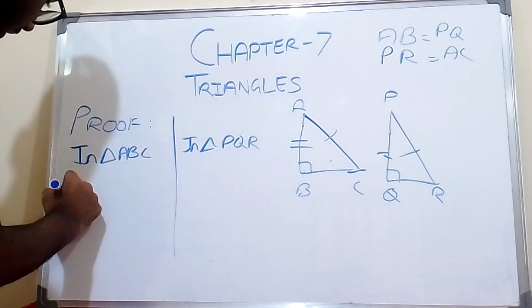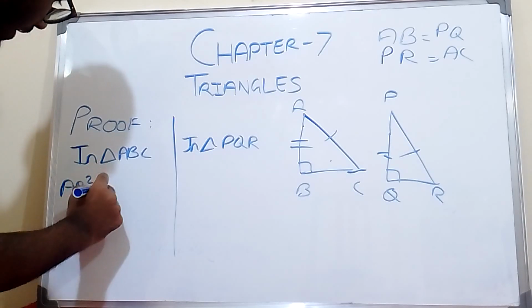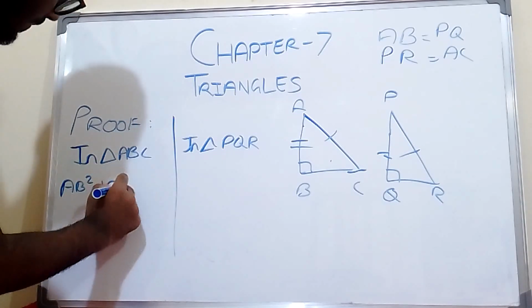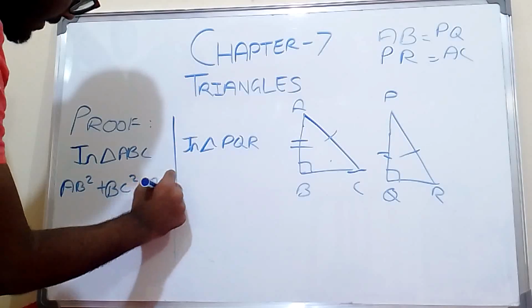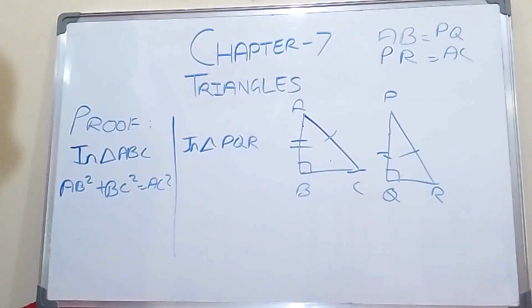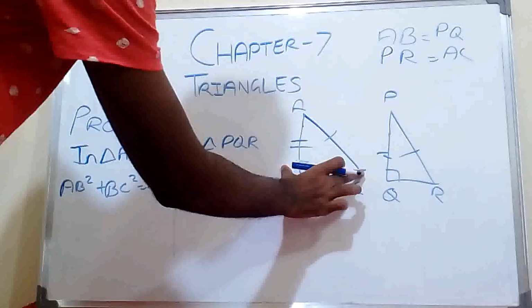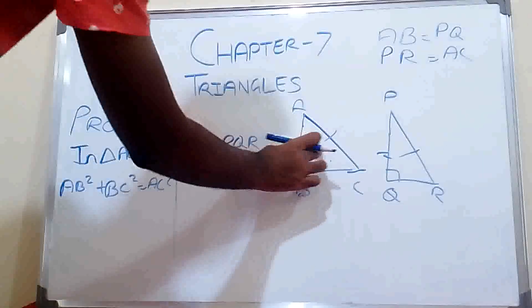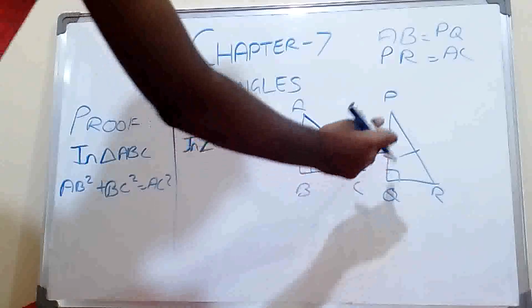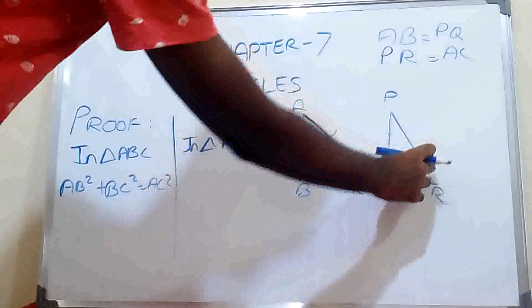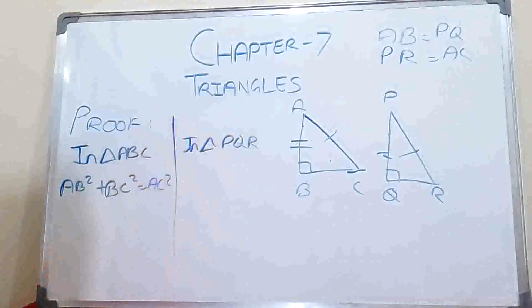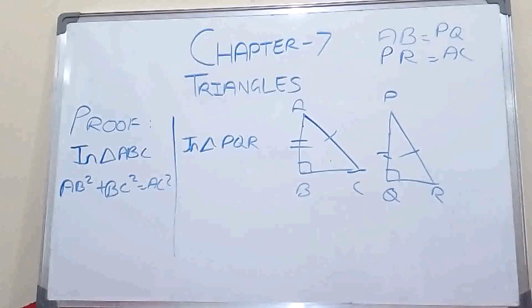So we know that AB square plus BC square is equal to AC square. And we want to know the value of BC now, because we know that AB is equal to PQ, AC is equal to PR, and if BC is equal to QR, then using SSS we can prove that. So we want to know BC.